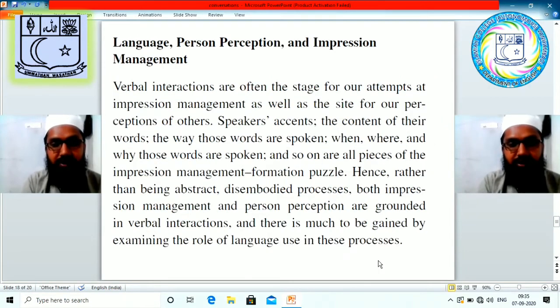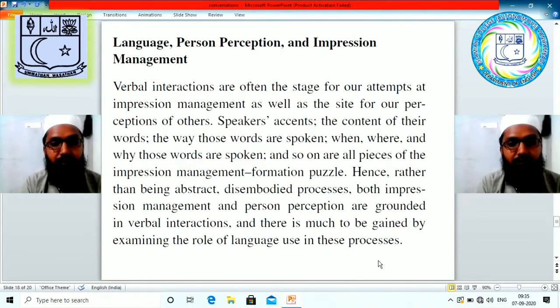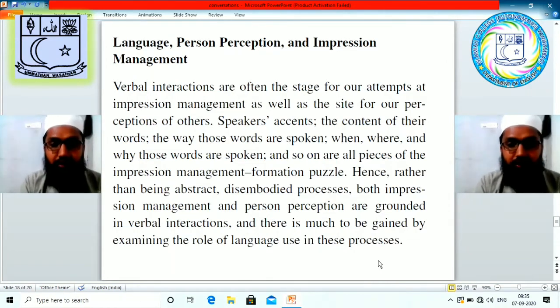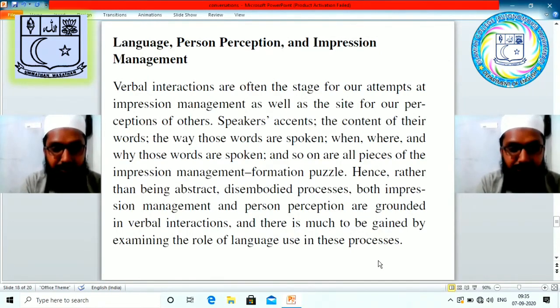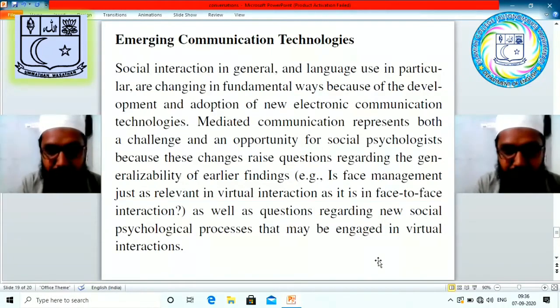Then we will see language, perception, and impression management. Verbal interactions are often the stage for our attempts at impression management as well as the site for our perceptions of others. Speakers' accents, the content of their words, the way those words are spoken, and when, where, and why those words are spoken are all pieces of the impression formation puzzle. Hence, rather than being abstract, both impression management and person perception are grounded in verbal interactions, and there is much to be gained by examining the role of language used in these processes.